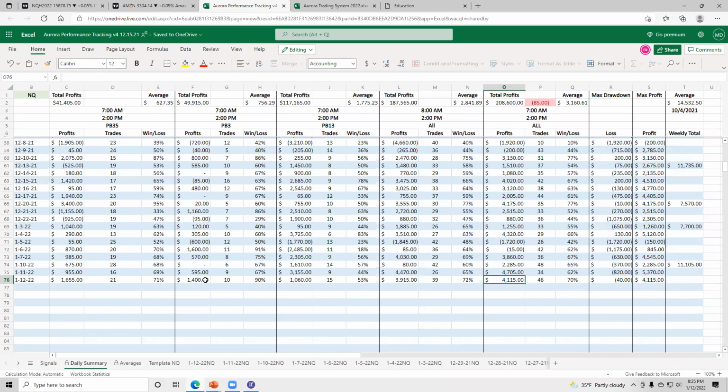I know that the PB3s today generated $1,400. The PB35s generated $1,655. Well, all of these numbers take into account those signals that may have come on, we got into the trade, and then the signal immediately went away.